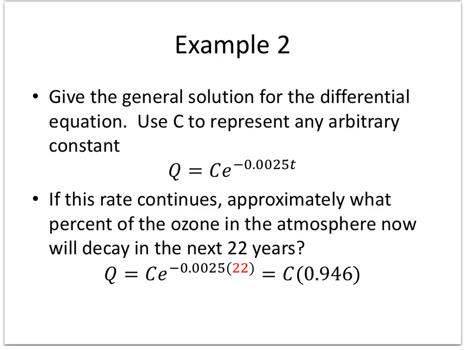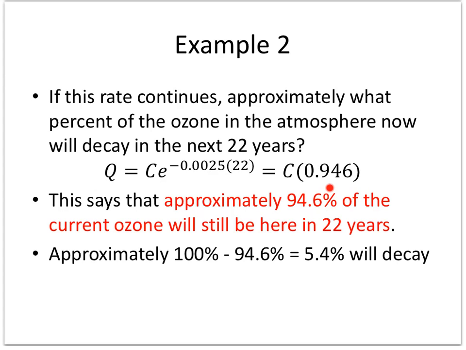Because this is a rate, I probably would have stuck it into the original equation, which would have been this value times the 22. And so if I write that as a percent, approximately 94.6% of the current ozone will still be here in 22 years. I guess that's good for you guys. I'll probably be dead by then. And so this would be the amount that would decay.